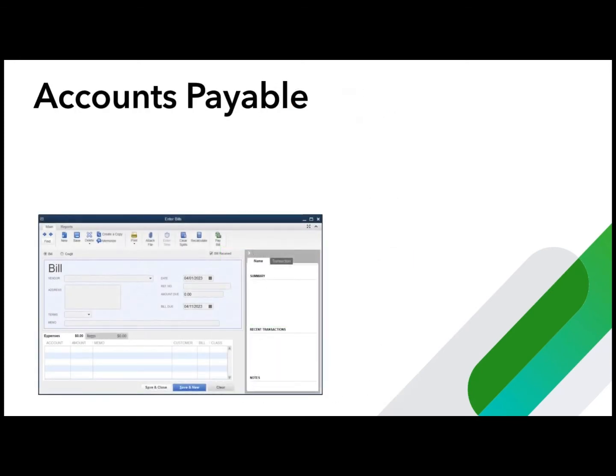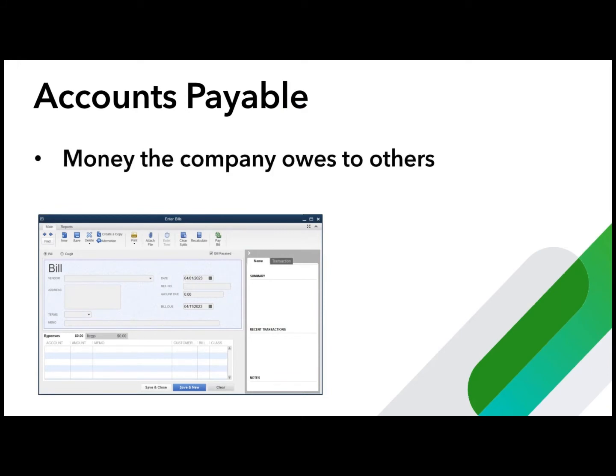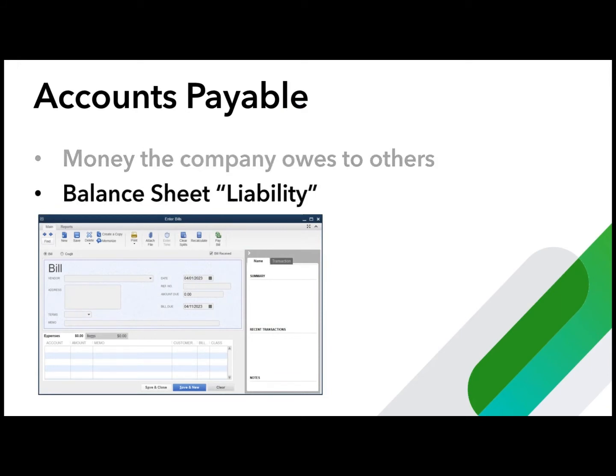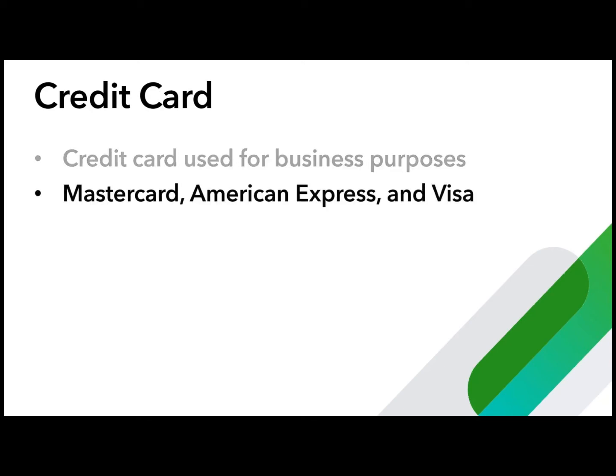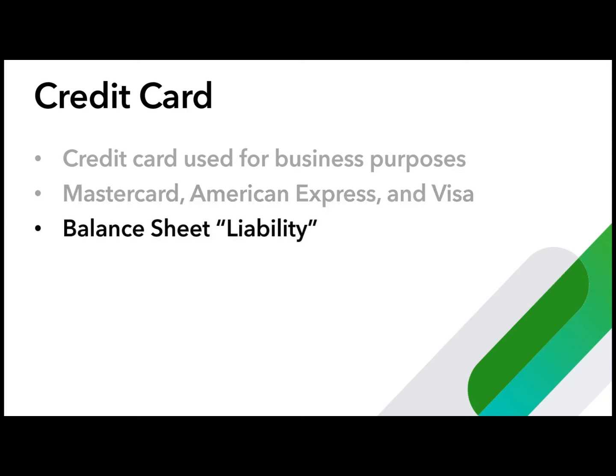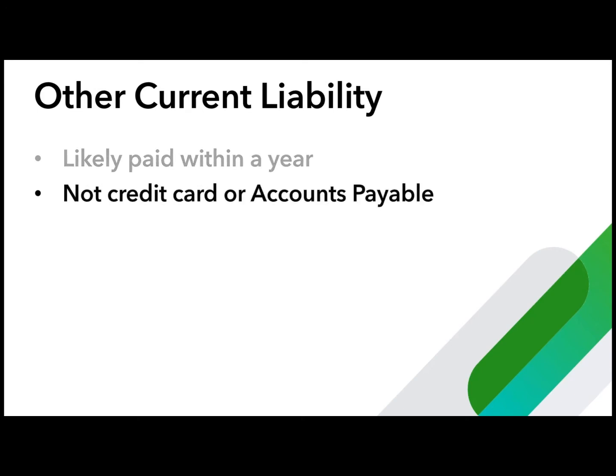Accounts payable is the first of these account types. This type tracks money the business owes to others. Accounts payable appears on the balance sheet in the liability section. The next account type is credit card. Use this account type for credit cards you use for business expenditures, such as American Express or Visa. Credit card accounts appear in the liability section of the balance sheet. The next type is Other Current Liabilities. These are liabilities you intend to pay within a year, but are not credit cards or accounts payable.